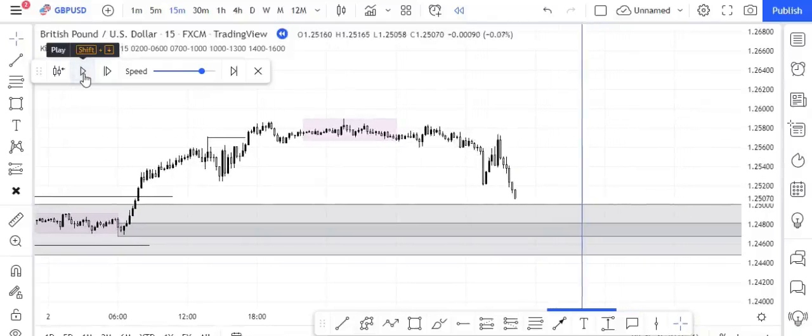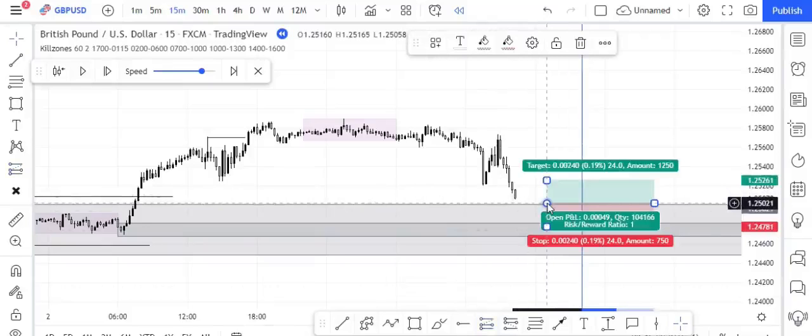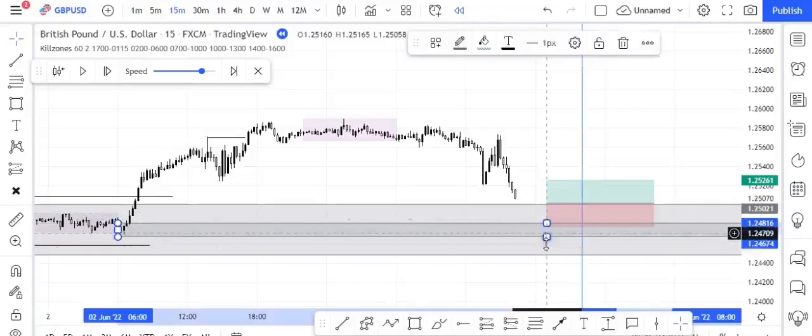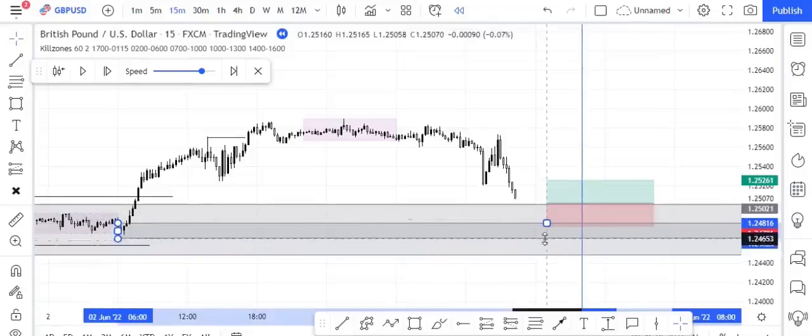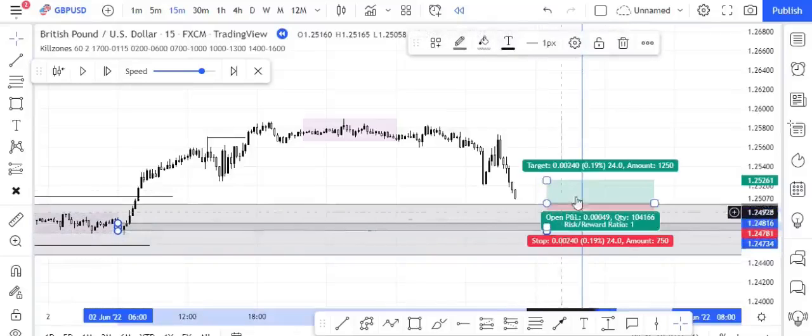Now let us frame this trade. We want to go long, so we can easily frame this trade since we want to go long. Sorry about that, guys.